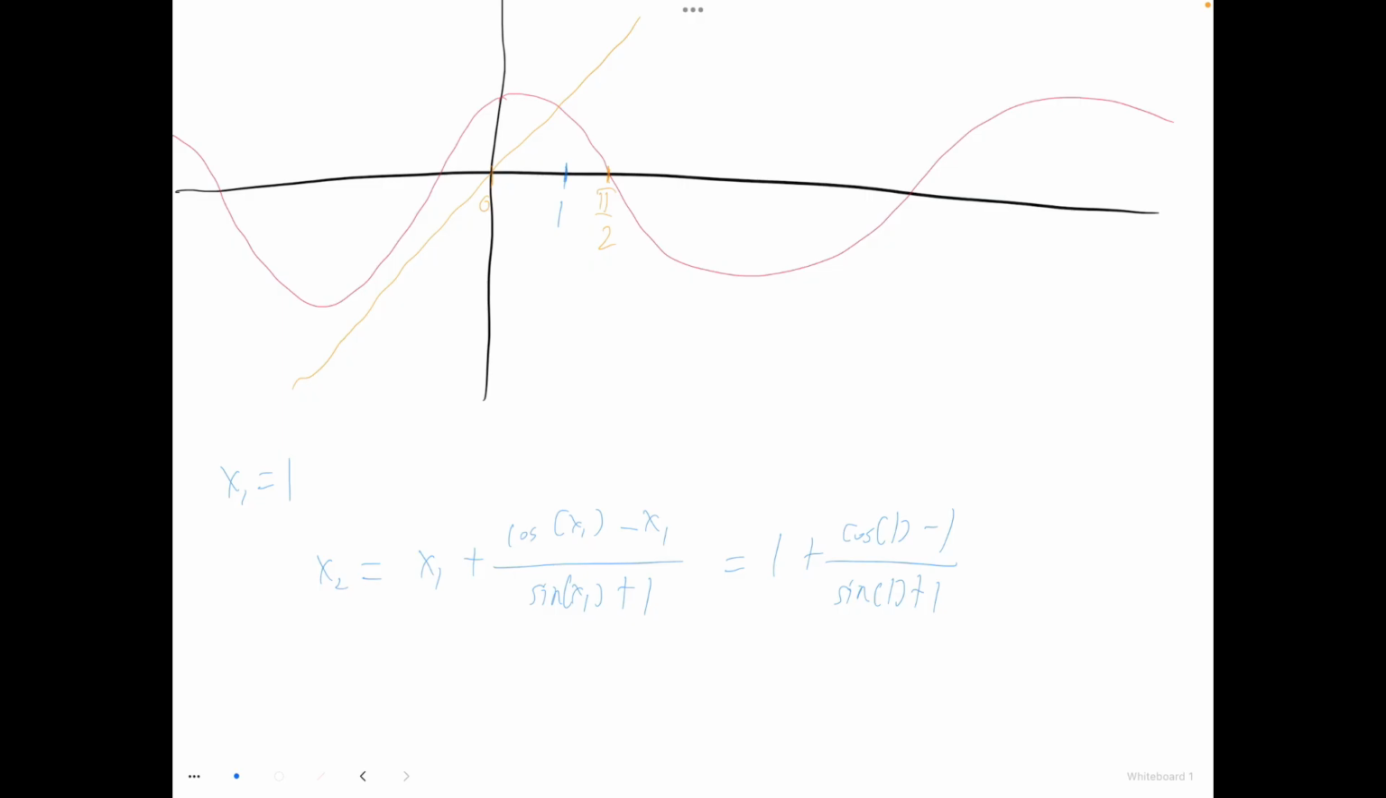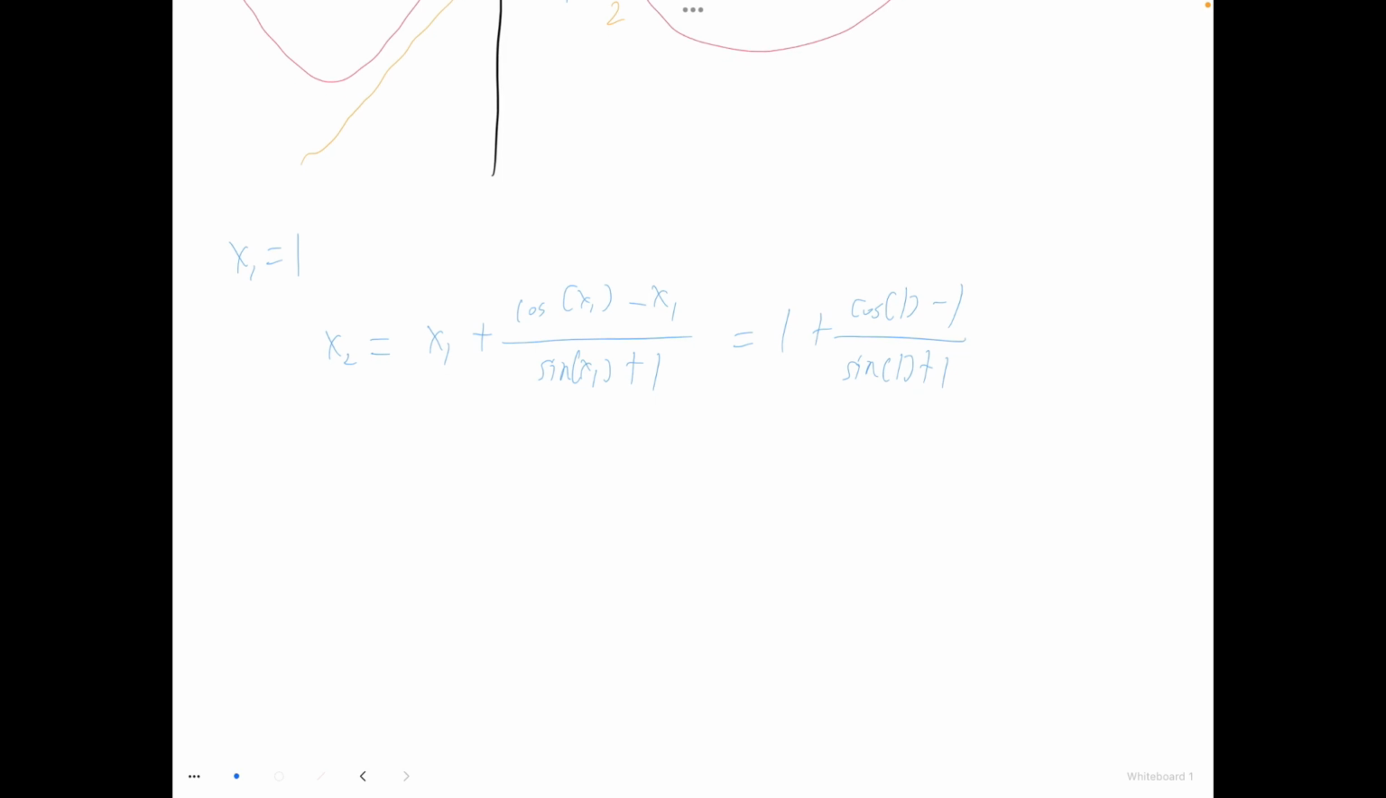And computing that value, because we want to be correct to 6 decimals, this is about 0.75036387. And so I've actually kept more than 3 decimals here. I've kept 6 decimals. I've kept 8 decimals. So that's our x sub 2. And now for x sub 3, we're going to do the same thing. X sub 3 is equal to x sub 2 plus cosine of x sub 2 minus x sub 2 divided by sine of x sub 2 plus 1. And so this approximately is equal to 0.73911289.